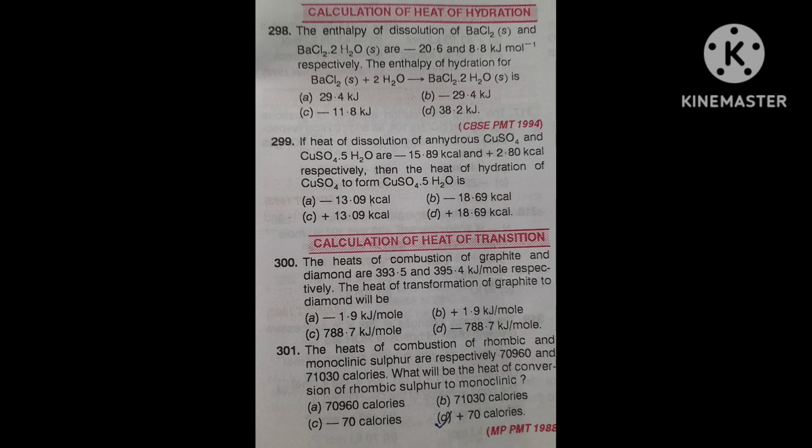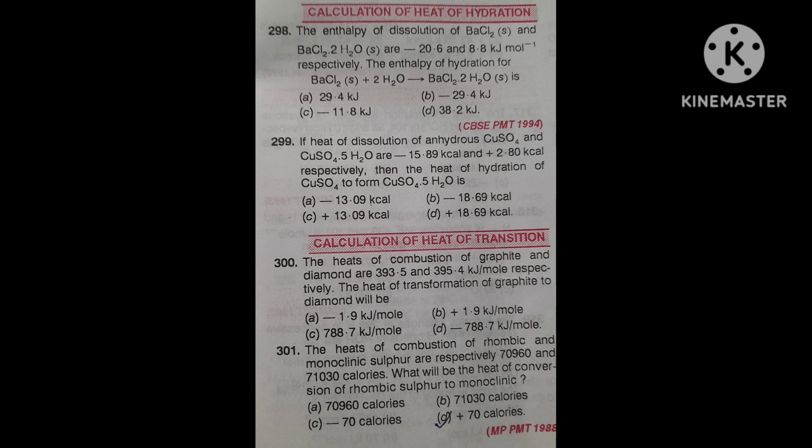Its value is minus 20.6, that is including both steps, delta H1 plus delta H2, equal to minus 20.6. Correct? Delta H2 value is given, plus 8.8.